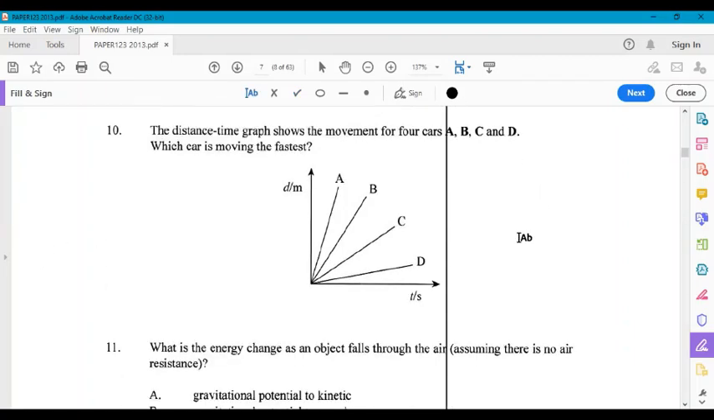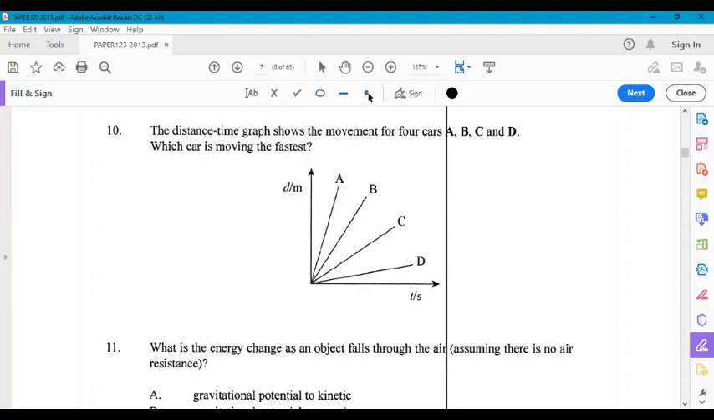The distance time graph, number 10 now, shows the movement for 4 cars, A, B, C, and D. Which car is moving the fastest? For a distance time graph, the slope is given by the speed. So the steeper the slope, the greater the speed. And you can even look at when you just think about what that means. If you're going faster, then that means you cover more distance in a shorter amount of time.